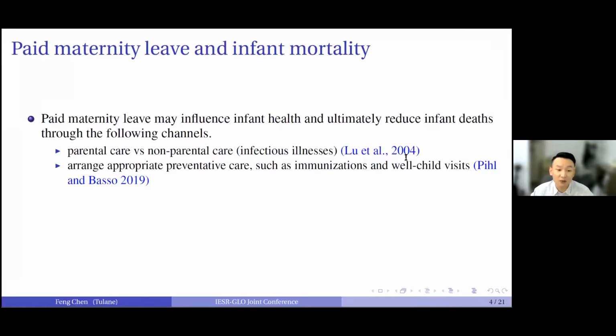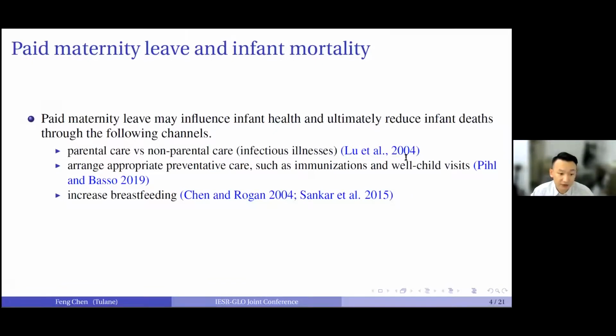Also, paid maternity leave can help parents arrange appropriate preventive care like immunizations or well-child visits. And the literature shows that preventive care is beneficial for infants' health.